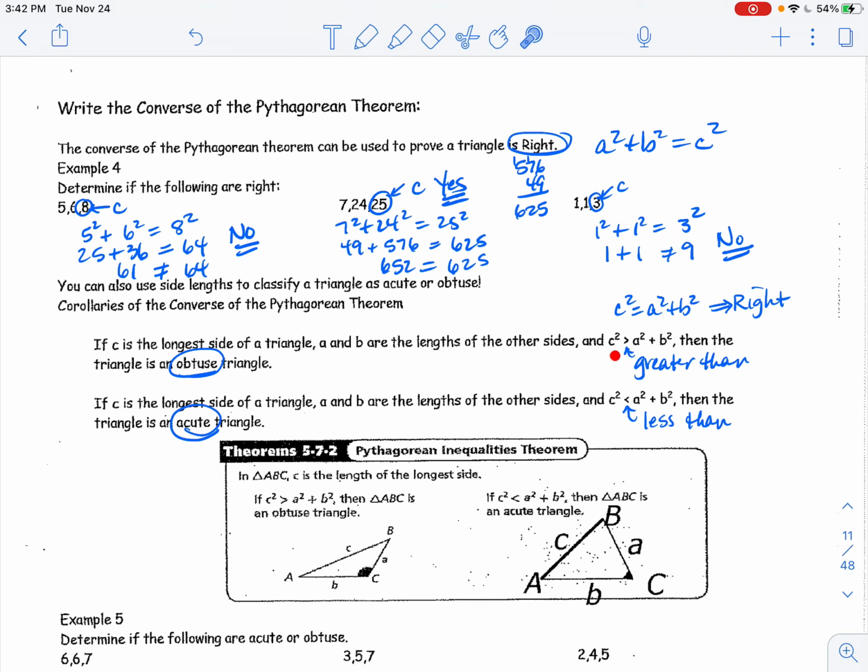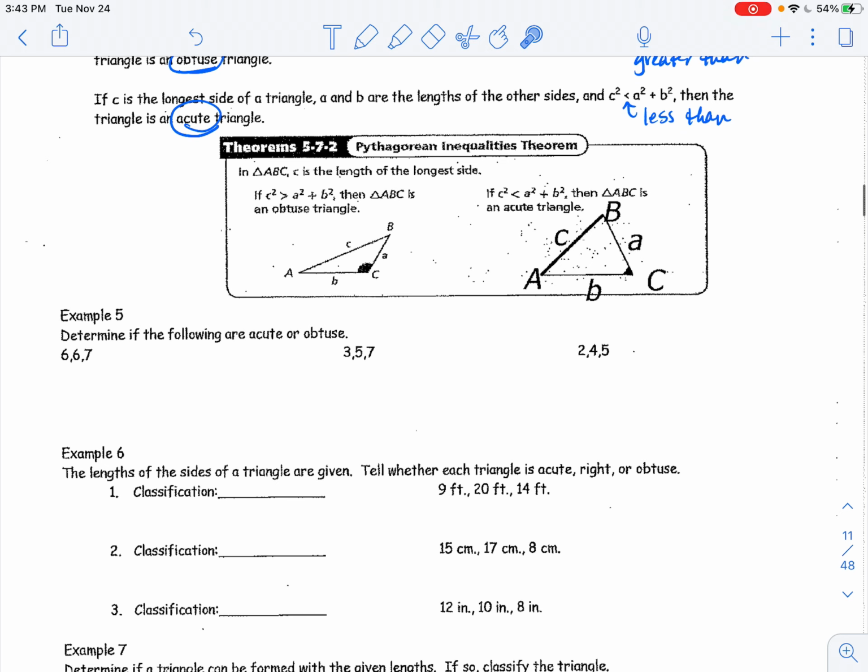So if it's equal, it's right. If it's greater than, it's obtuse. And if it's less than, it's acute. So let's take a look at some examples. All right, so remember, our c is always the biggest. So I'm just going to circle the biggest in each of these. These guys are my c. A and b don't really matter, but let's check it out.